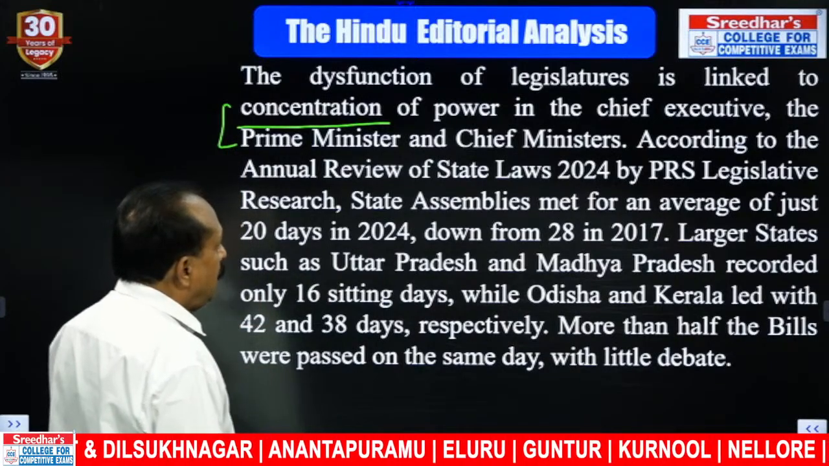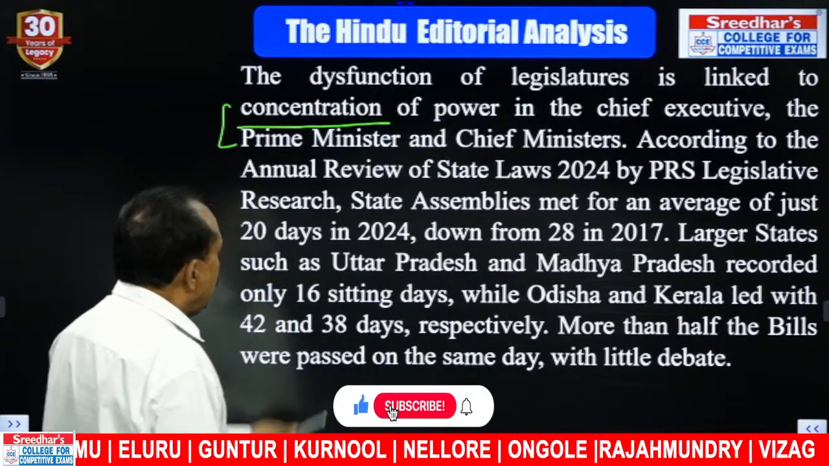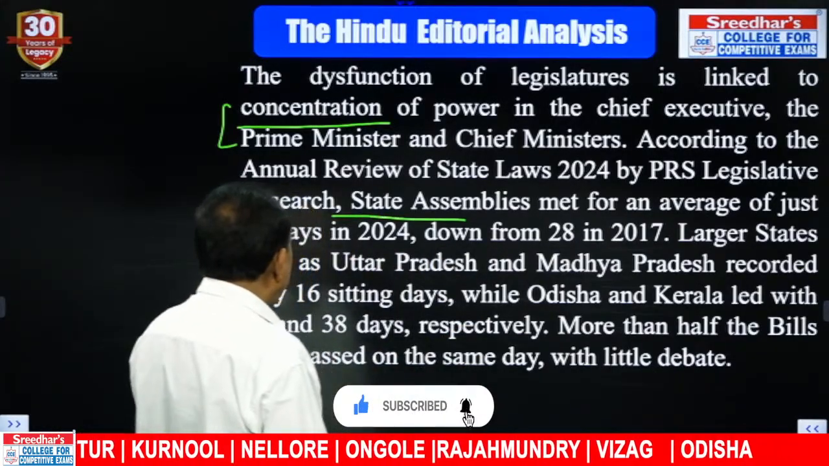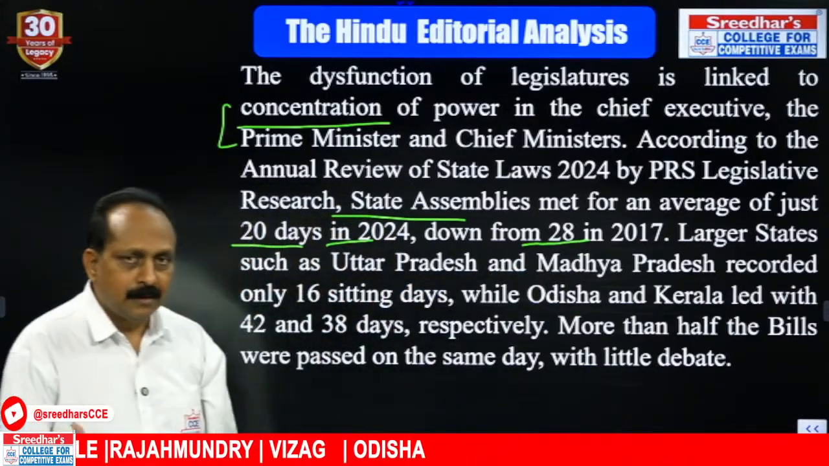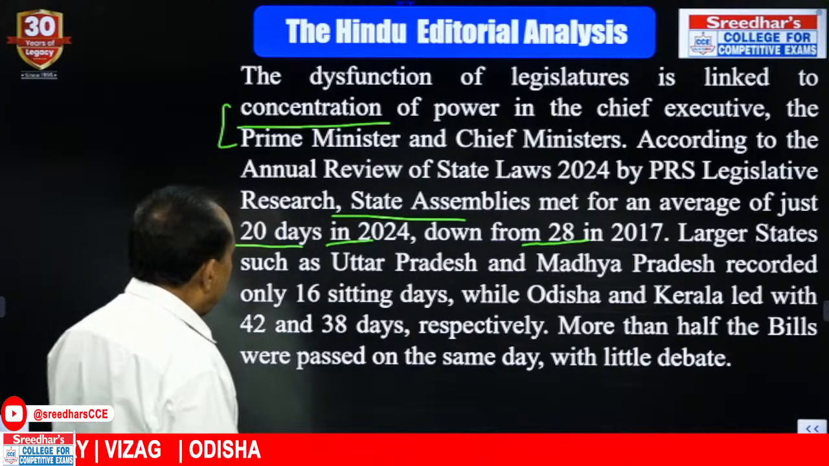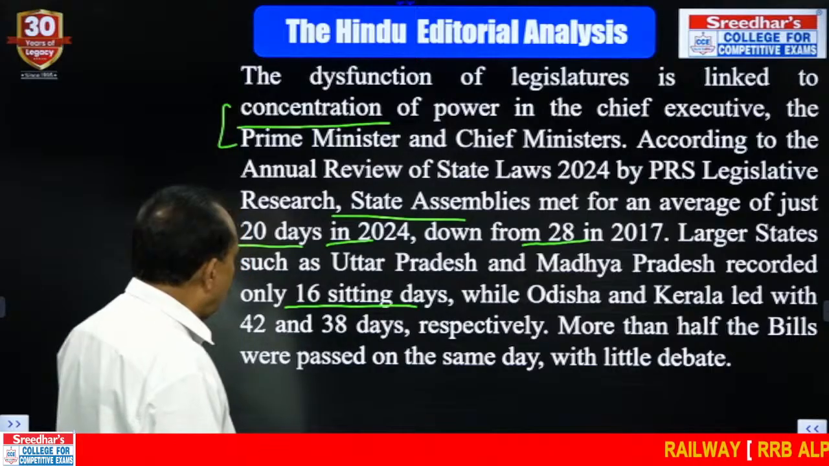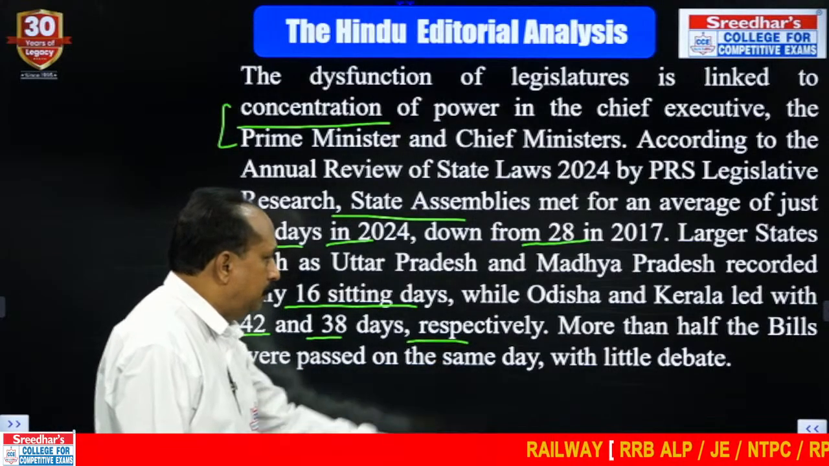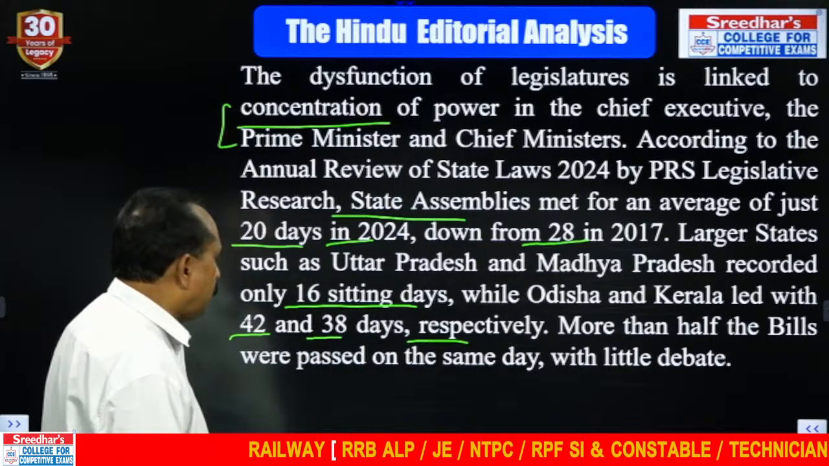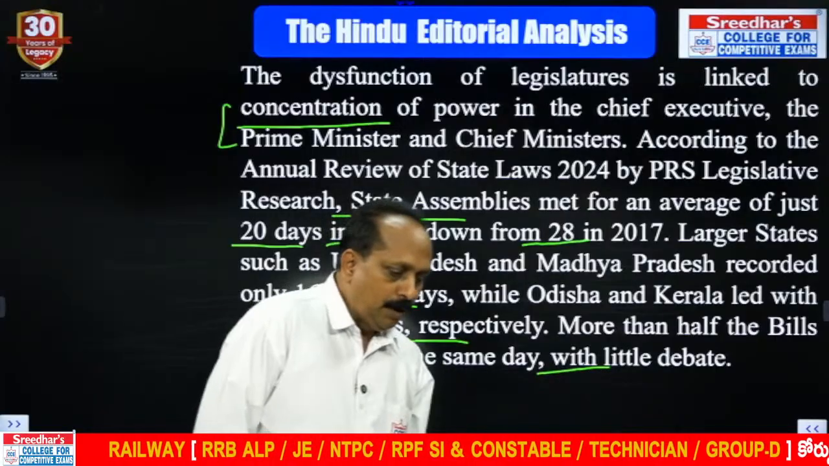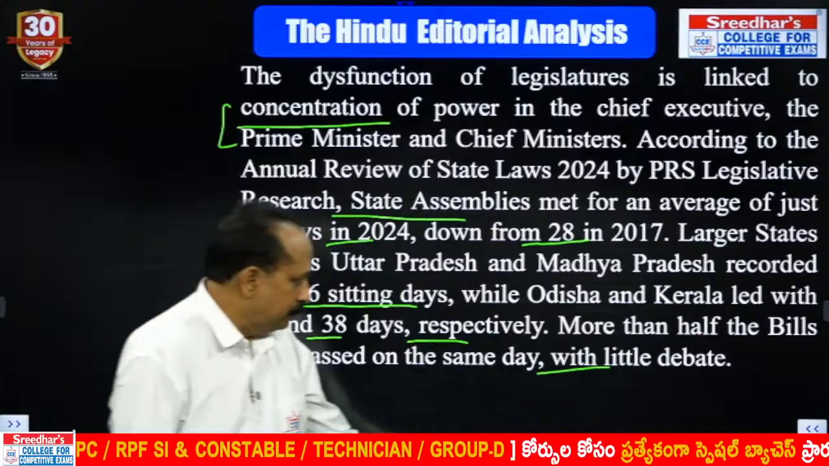Again, to justify, according to the annual review of State Laws 2024 by PRS Legislative Research, state assemblies met for an average of just 20 days in 2024, down from 28 in 2017. That is not substantial. Larger states such as Uttar Pradesh and Madhya Pradesh recorded only 16 sitting days, while Odisha and Kerala led with 42 and 38 days respectively. More than half the bills were passed on the same day with little debate, which means without any debate.